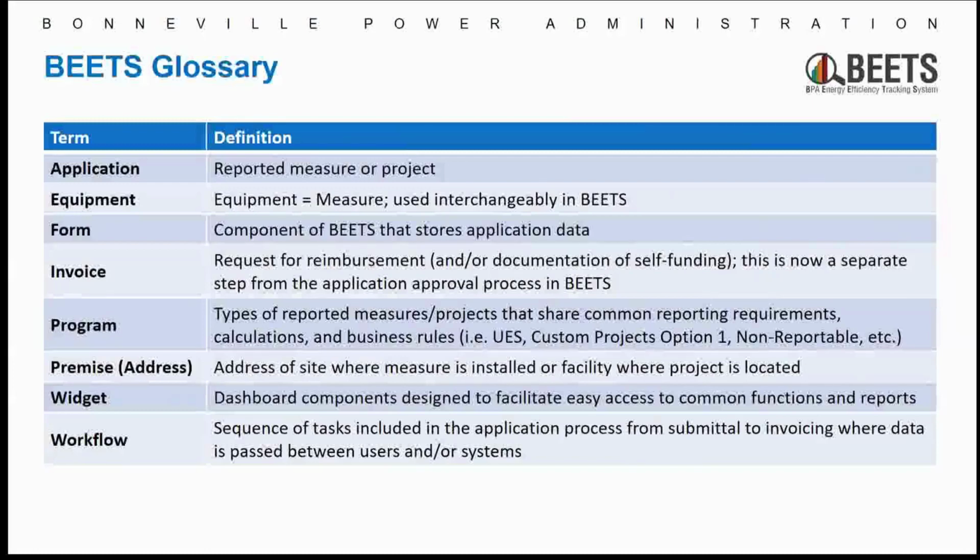The next term, which is probably familiar because we use invoices today, in BEETS, again, invoices refers to the request for reimbursement. And in the case if you're self-funding, you still invoice self-funded items as well. But this is just a separate step in the BEETS system than it has been with the IS2O system. So it's important to understand when we say invoice, we're referring to the point at which you're actually saying, okay, I'm requesting funding from Bonneville, which in BEETS world happens after BPA has already reviewed your submission for compliance.